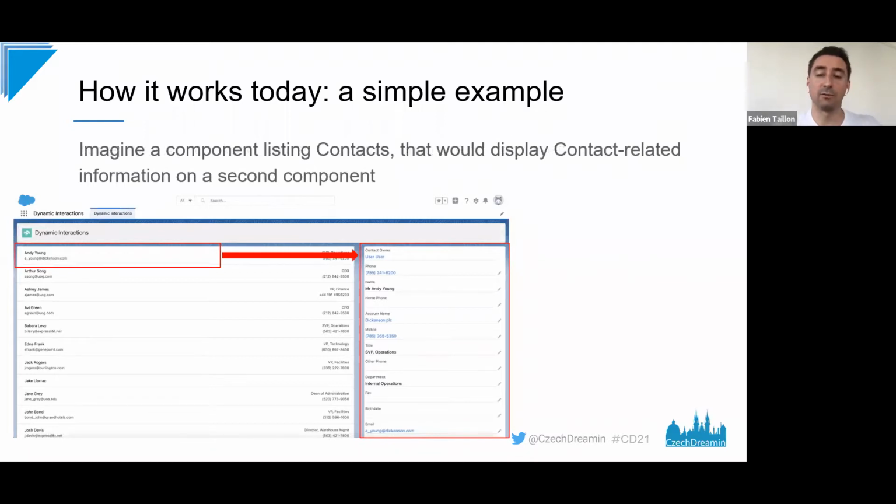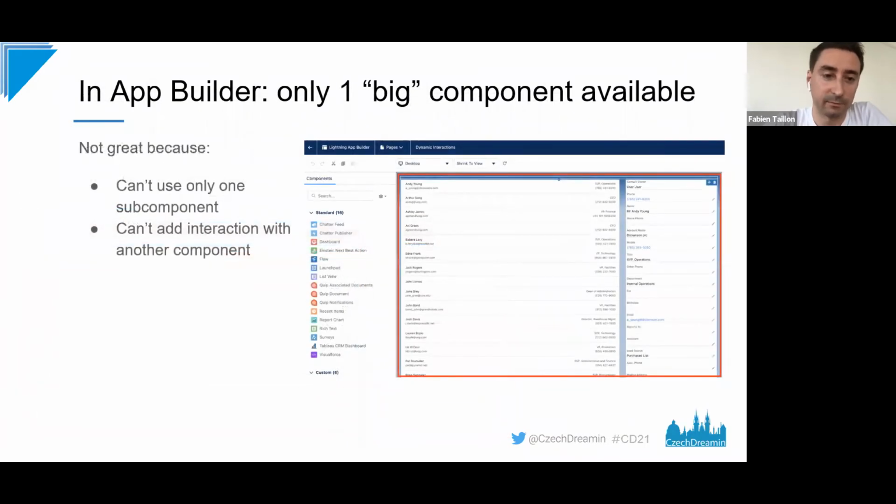So how does it work today? Let's first explain the problem it's trying to solve. We are using a custom application, just to show you. It's just a list of records on the left, and when you click on one of the records, it updates a second component on the right with the data related to the clicked contact on the left. It's a custom component, of course. So let's see what we have in App Builder.